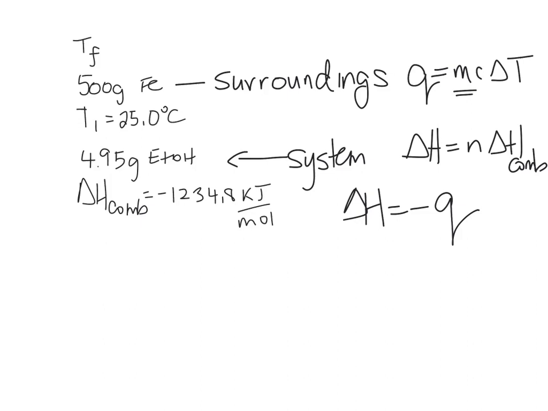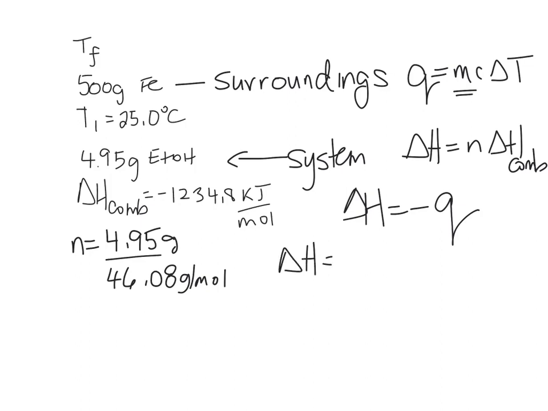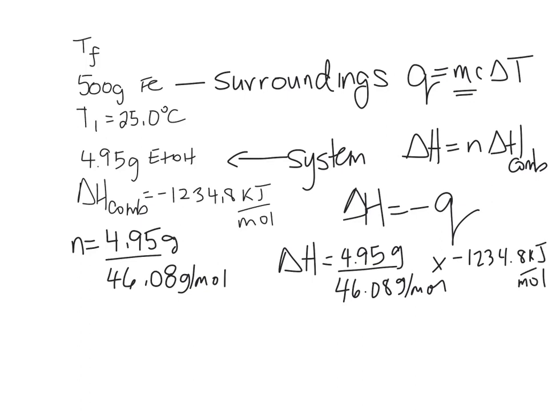So what is the molar mass of ethanol? 46.08. So now we can solve for delta H. So delta H is whatever that value is times our molar enthalpy. So now you've got your delta H. So now you know your Q. Why don't you give me the value of delta H?